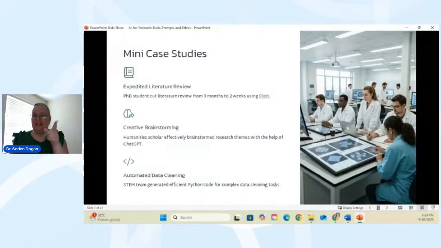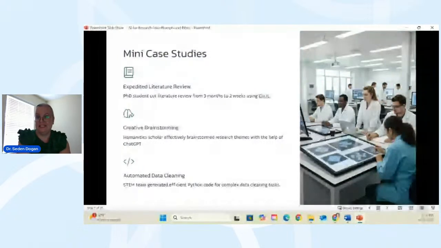But here is the key. Let me give you the key. The student didn't stop at summaries. They asked Elicit to list the theories and limitations noted for each study.